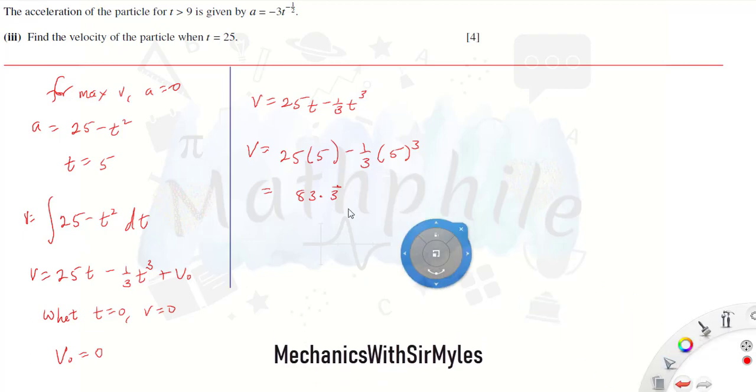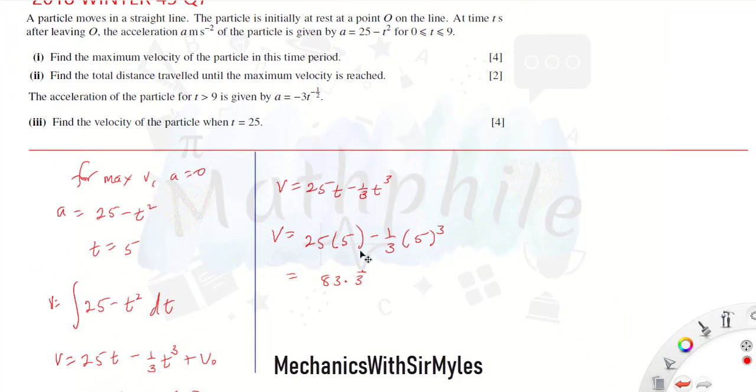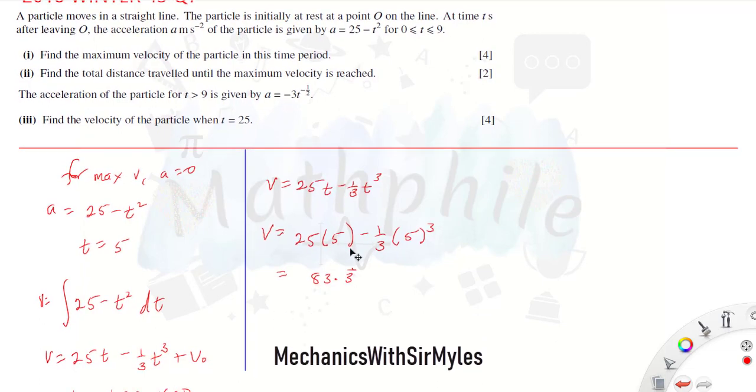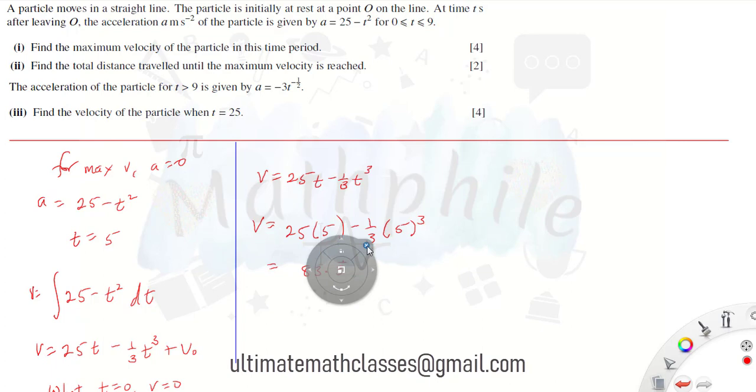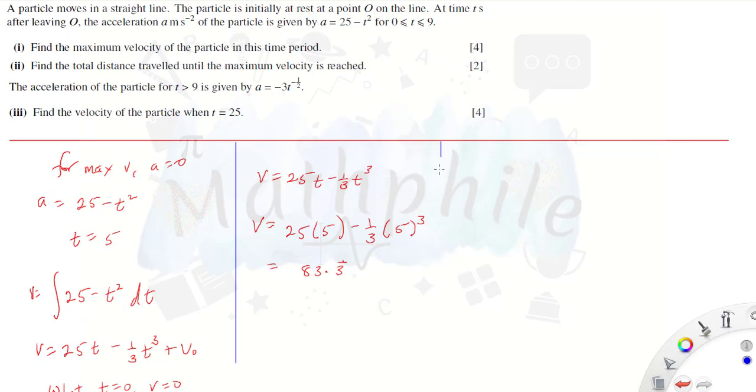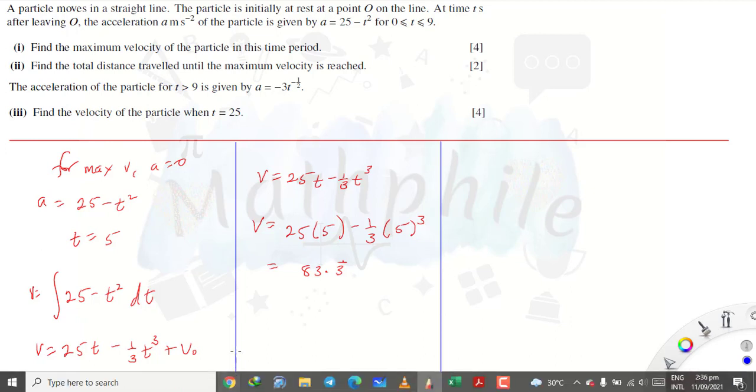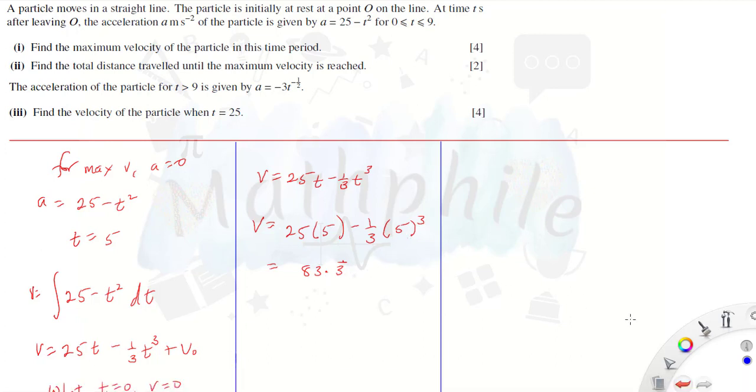So that was the first question. Let's see if there are more. Yeah, there are more. Find the total distance traveled until the maximum velocity is reached. This is interesting. How would you do this? Okay, so that means we'll integrate our velocity function to get a displacement function. And here they said from rest, so s not will also be 0.